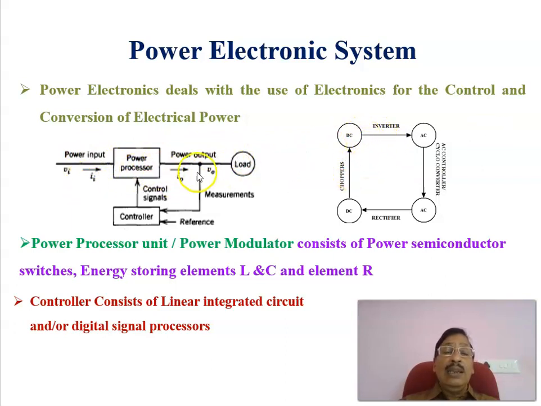Now, if the motor is a DC motor and the source is a DC source, then the role of the power modulator or power processor is a chopper, a DC to DC converter. Therefore, depending upon the type of the source and the type of the load, the role of the power modulator or power processor changes.